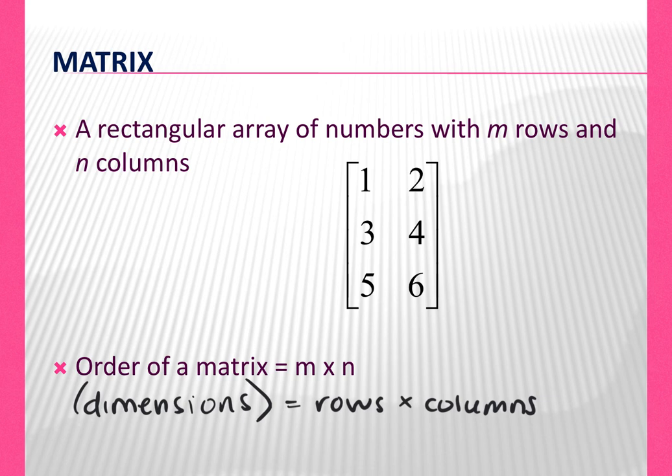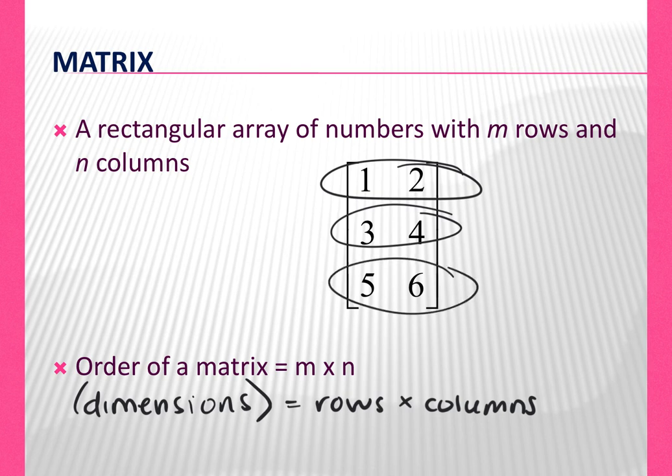So rows go horizontal. This would be a row. This would be a row. This would be a row. Columns go vertical, just like if you could picture columns on a building, right? They're vertical. Columns go vertical. So if it had asked for the order of this matrix or the dimensions of this matrix, this is a 3x2.